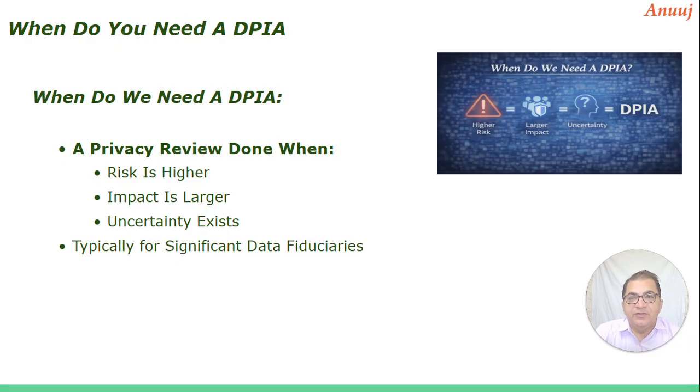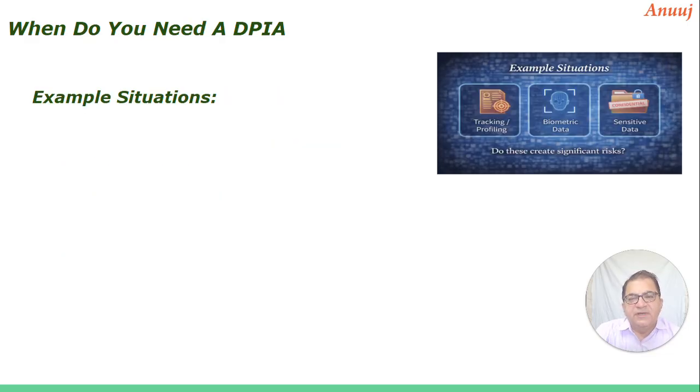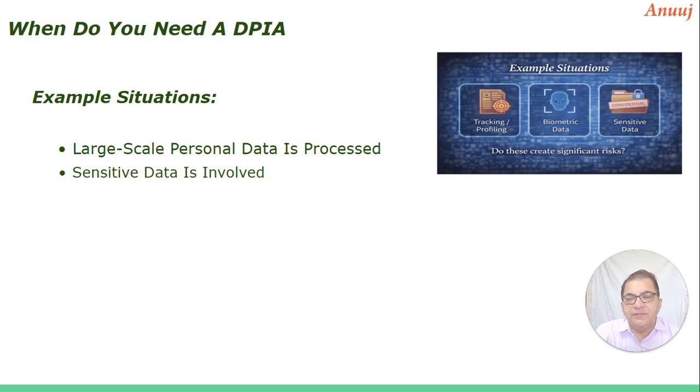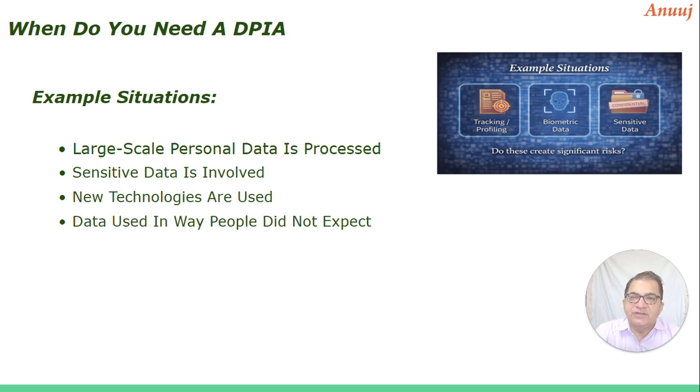Typically, significant data fiduciaries, and generally that category belongs to people who are handling sensitive personal data. The other thing that is important is that your data volumes are very high. So processing may impact certain things at some time, so be very careful with it. Examples: large scale personal data processing could be very risky. Sensitive data getting involved, as talked about in the previous slide, and new technologies are being used.